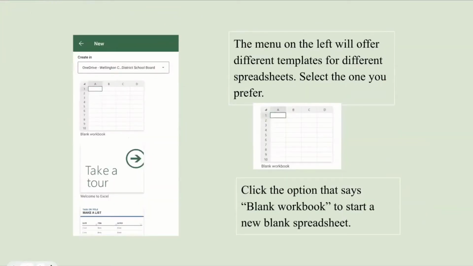Then you will actually see the application, and the menu on the left will offer different templates for different spreadsheets. You will then select the one that you prefer. As you can see, you may want to choose a blank workbook. If you want to take a tour, you can click on that. You can choose the list option. There are so many different options. And then you click the option that says blank workbook to start the new blank spreadsheet, as you see here. And then once you start the blank workbook, this is a screenshot taken from what you'll be seeing on your screen.